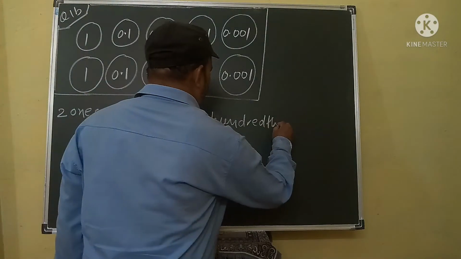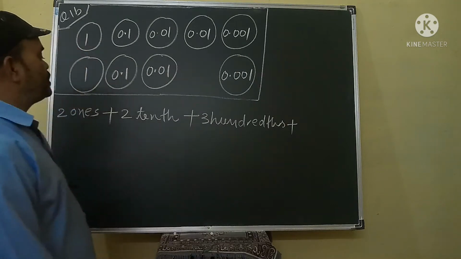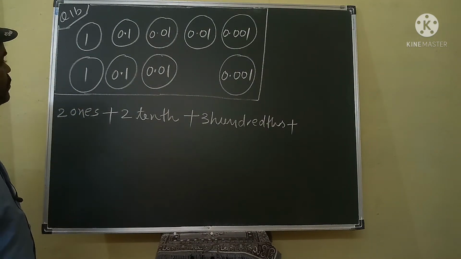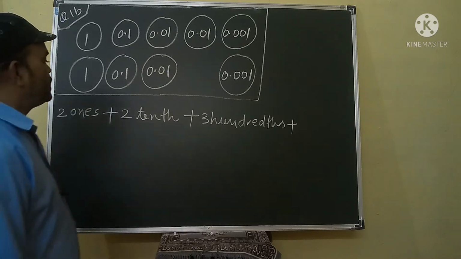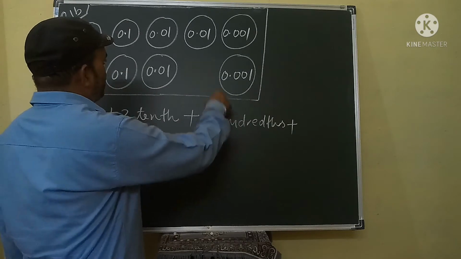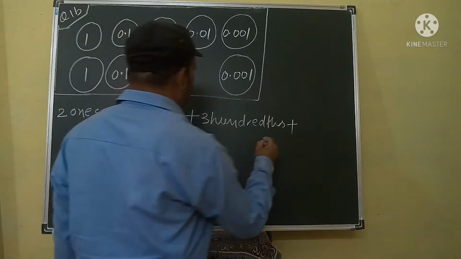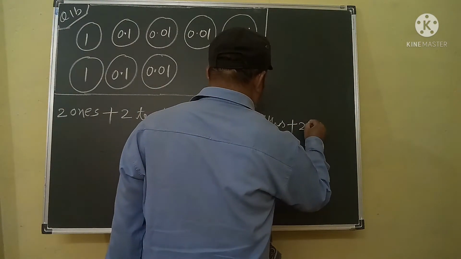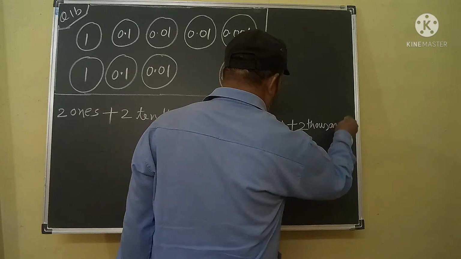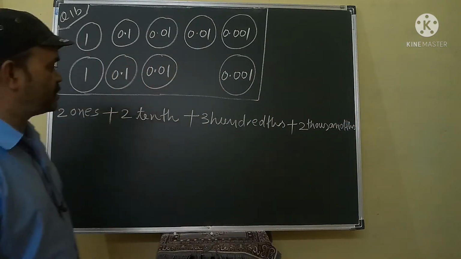Then after that, 0.001. 0.001 means 1000th. That means 1000th is in how many times? This is in 2 times. So we can write here 2000th. Okay, this is in 2000ths.